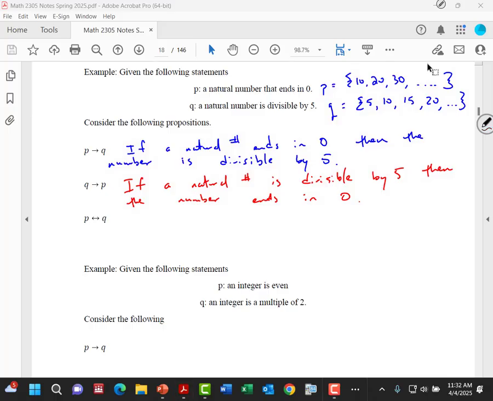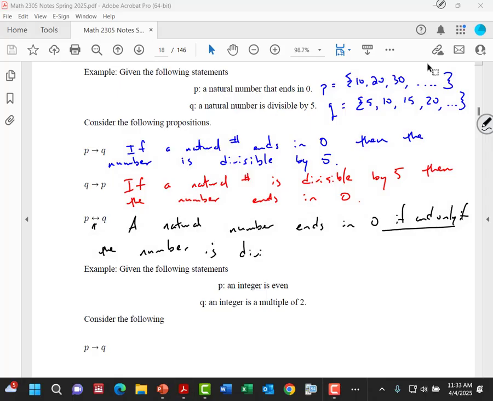And lastly, P if and only if Q. This would be a natural number ends in 0 if and only if, that's what the double arrow means, okay, the number is divisible by 5.